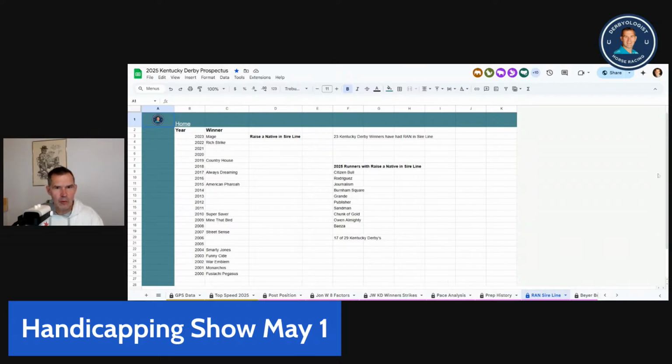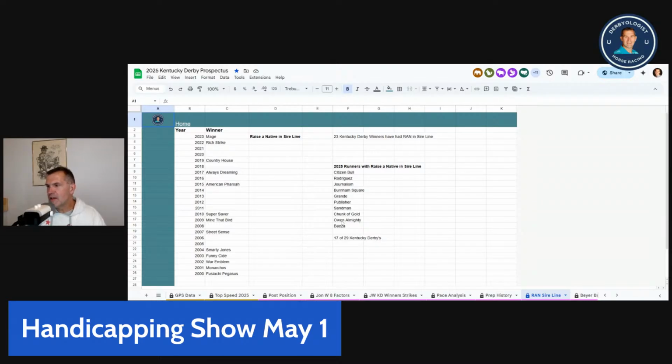So that's when this theory really became in vogue. But the problem is now Raisin Native is getting really far back in the pedigree, and you've got to start going 7, 8 generations back to find these horses that have some Raisin Native. I did list it in there because, again, I think it's another factor to narrow down some contenders.